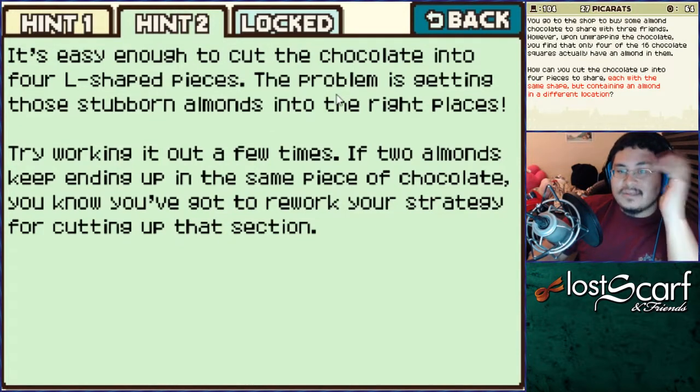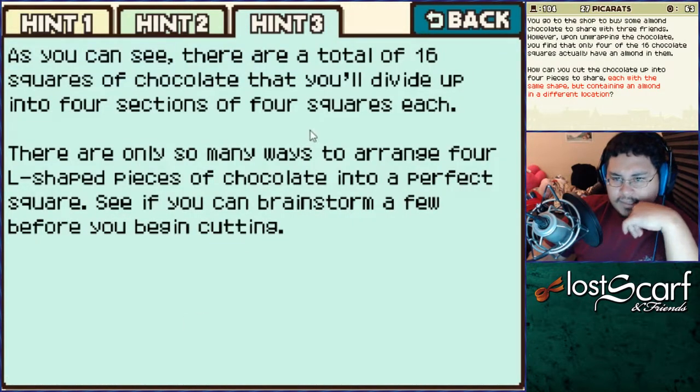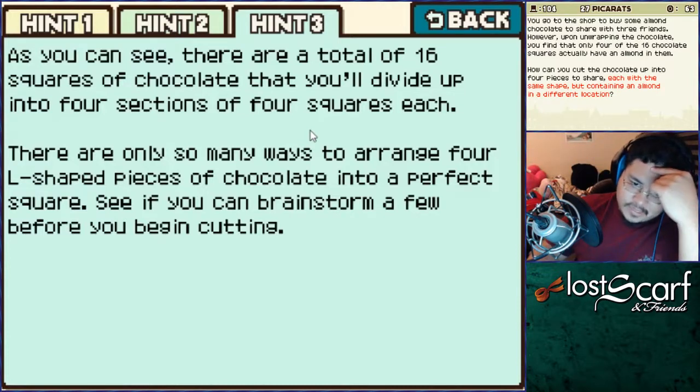It's easy enough to cut the chocolate into pieces. Problem is getting those stubborn almonds in the right place. Try working it out a few times. If 2 almonds keep ending up in the same spot, you know you've got to rework your strategy cutting into sections. Yeah, okay. You can see there are a total of 16. It'll divide up. Okay. There are only so many ways to arrange the L-shaped pieces in chocolate into a perfect square.